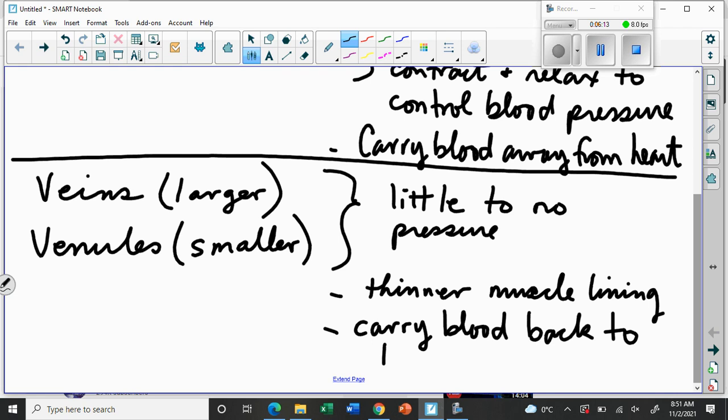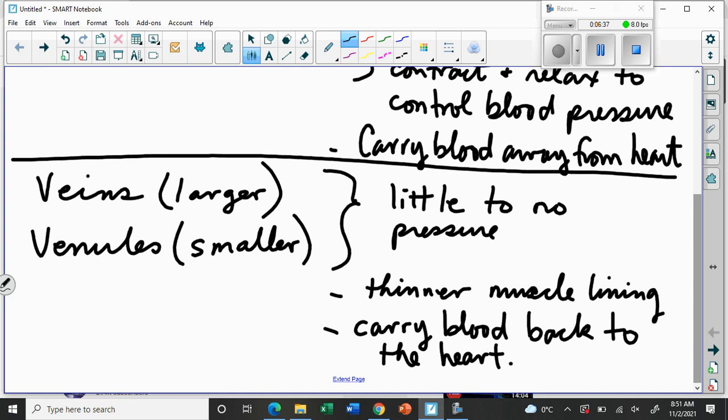And again, most of them carry deoxygenated blood, because this is blood that's returning from the body after the oxygen has been exchanged. We find higher levels of carbon dioxide in veins because they're bringing that back to be expelled. With the exception, of course, of the pulmonary veins, which are also leading back to the heart from the lungs, but they all obviously contain oxygenated blood.